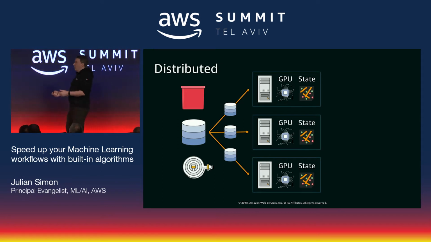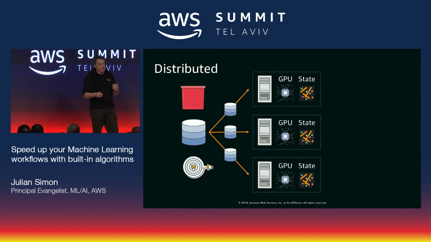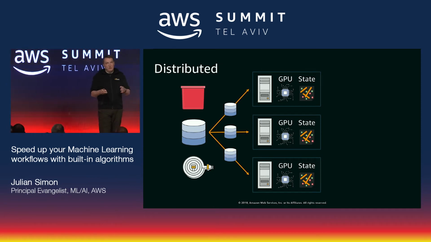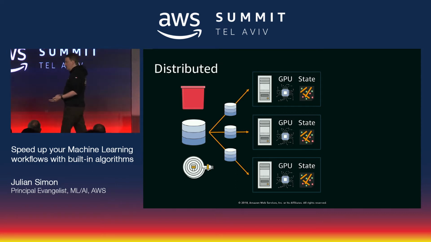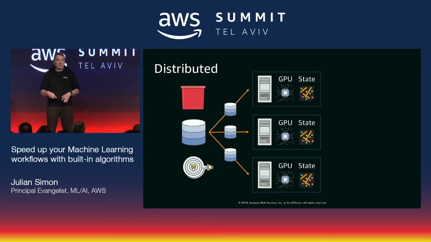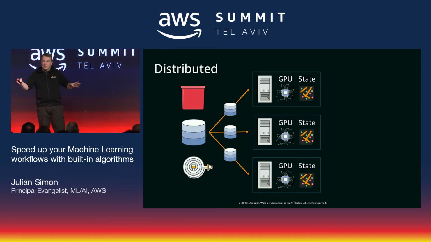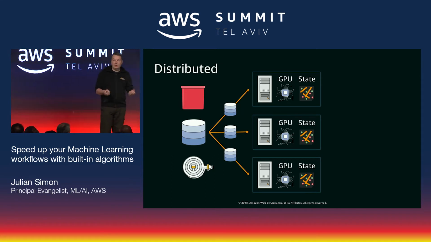Obviously, when you talk about data sets this large, distributed training is important, and these algos support that. So we can actually split the data set across multiple instances. And once again, these will be fully managed by SageMaker. You just fire them up, and they do their job, and then they terminate automatically. You don't have to manage them at all.